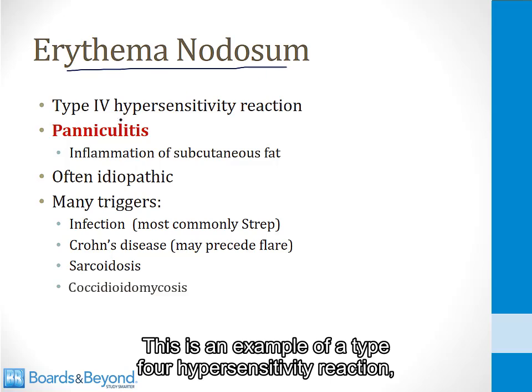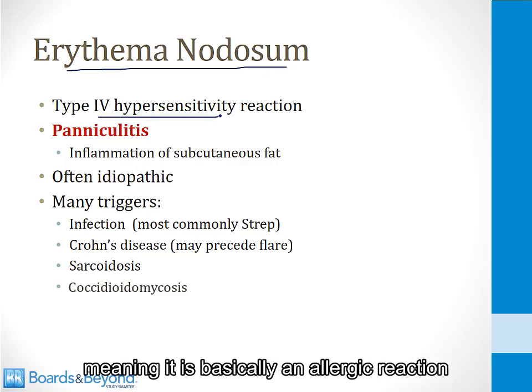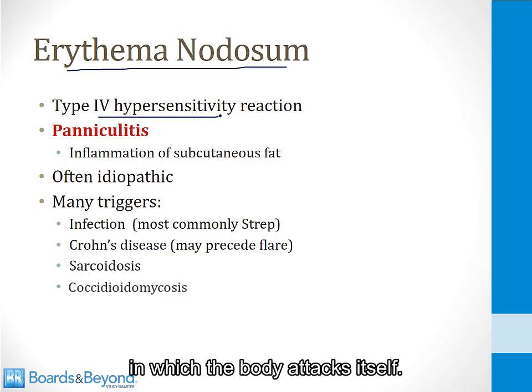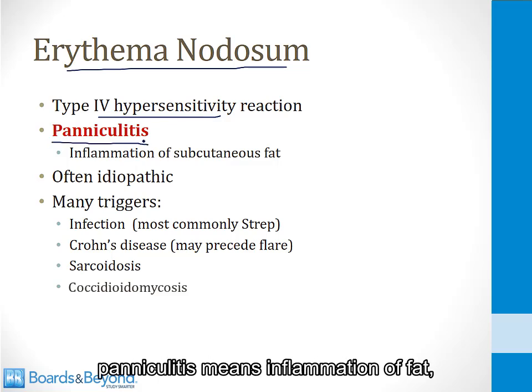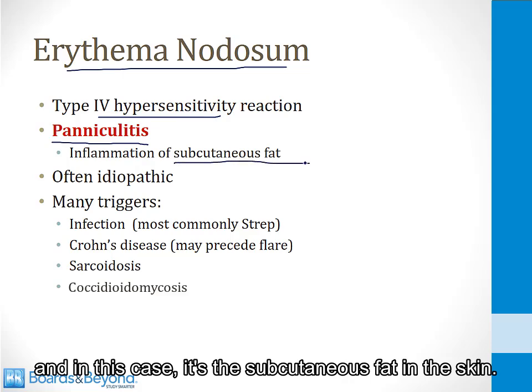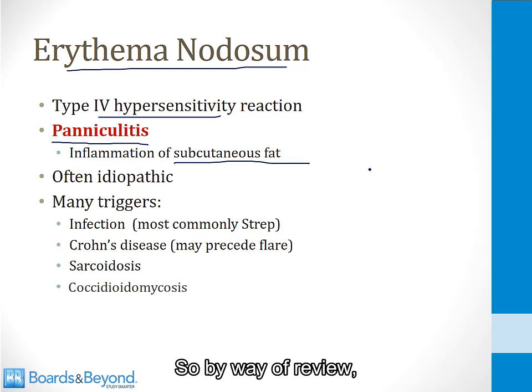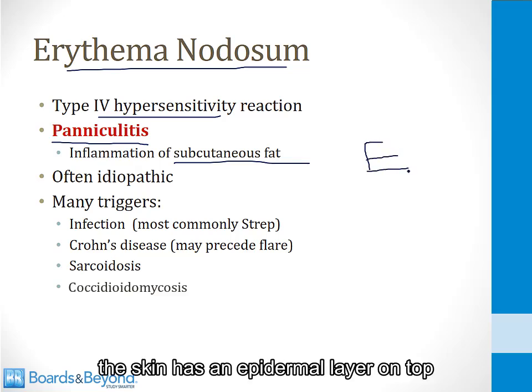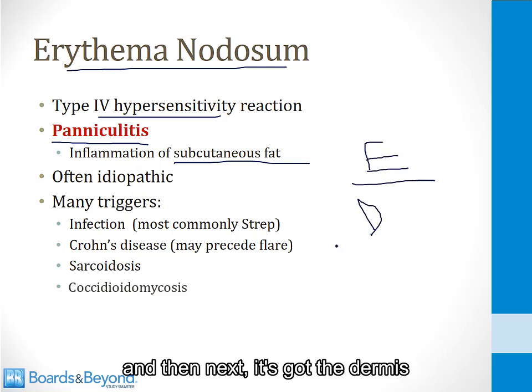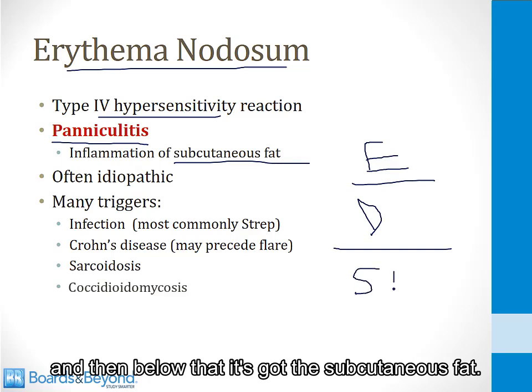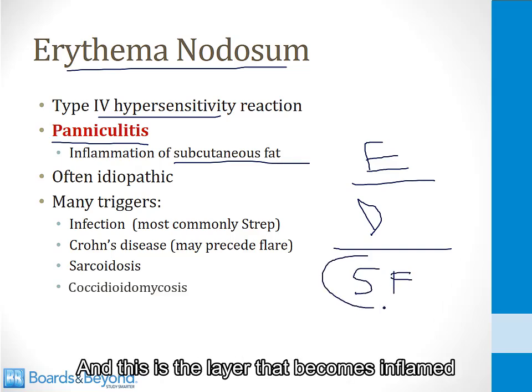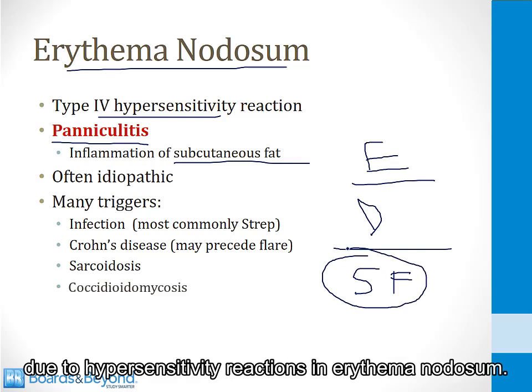This is an example of a type 4 hypersensitivity reaction, meaning it is basically an allergic reaction in which the body attacks itself. It's a form of paniculitis. Paniculitis means inflammation of fat, and in this case it's the subcutaneous fat in the skin. So by way of review, the skin has an epidermal layer on top, and then next it's got the dermis, and then below that it's got the subcutaneous fat. And this is the layer that becomes inflamed due to a hypersensitivity reaction in erythema nodosum.